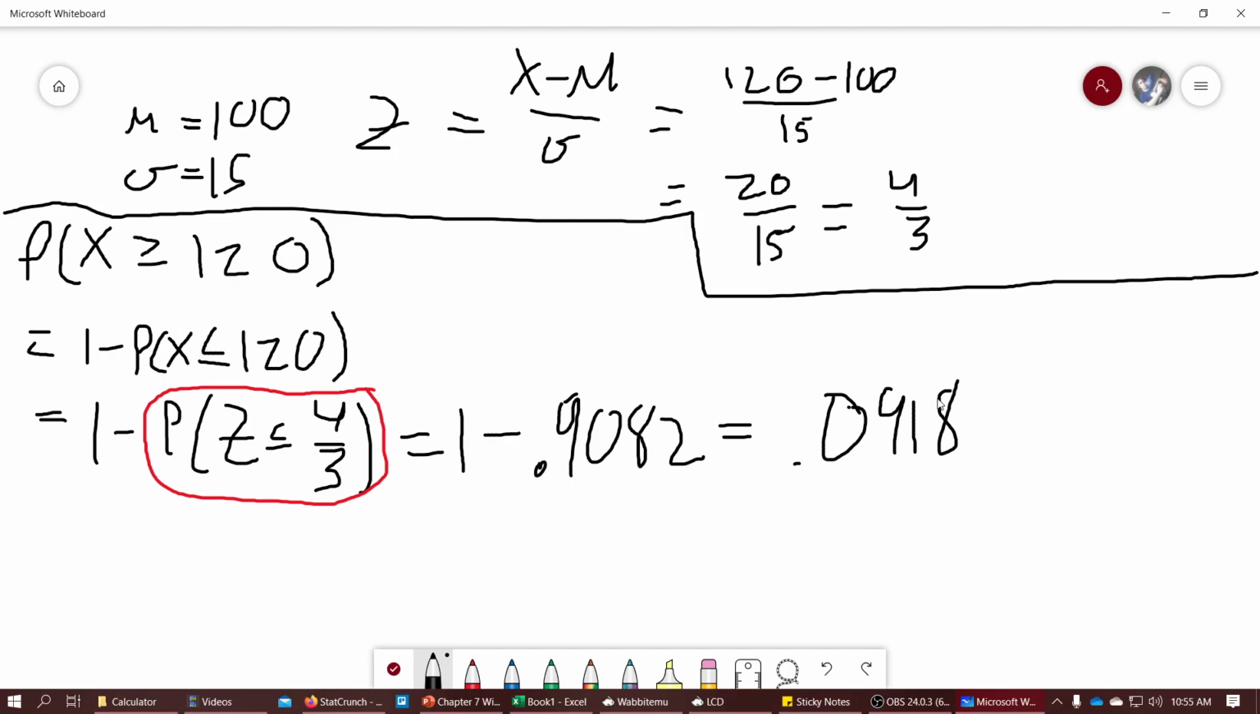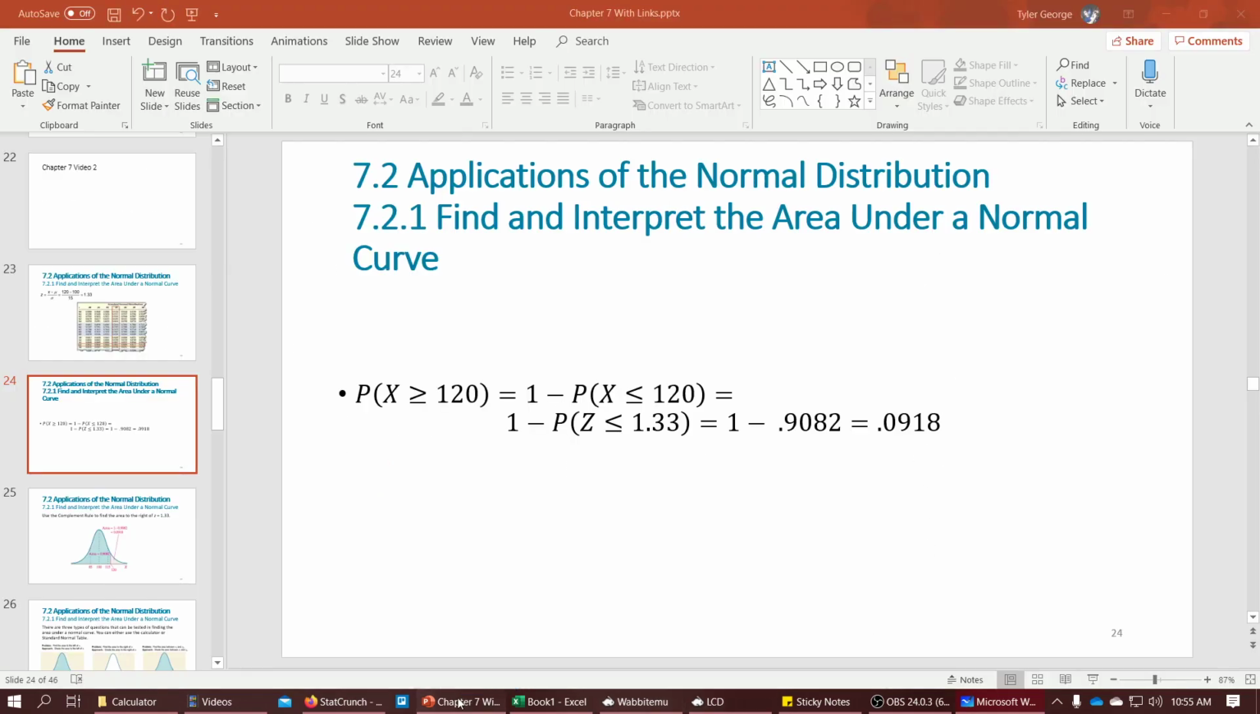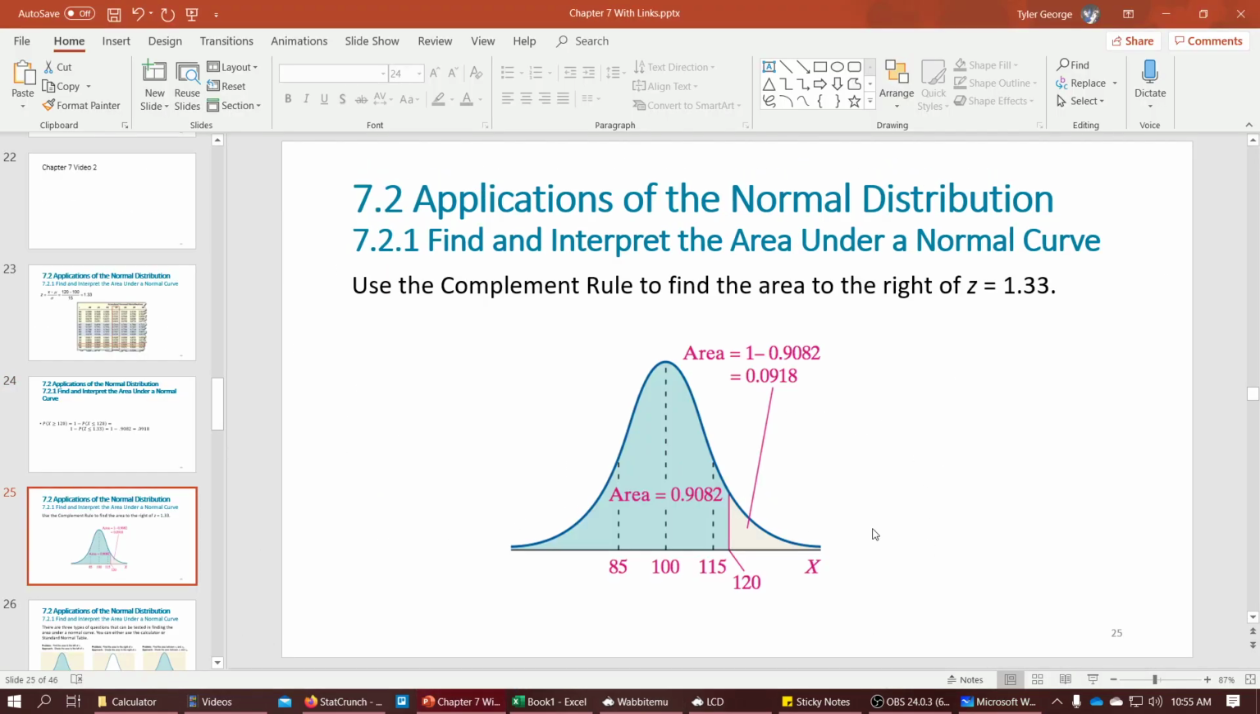Okay, so back to the PowerPoint just so I can reference the plot. So notice what we did here is what's shaded is before we took the complement. This tail on the right that's not shaded is the 1 minus area, and you can see that here. This area, this tail, because we want a greater than or equal to, is in the top tail there. Okay, so now we're going to do this in the calculator.